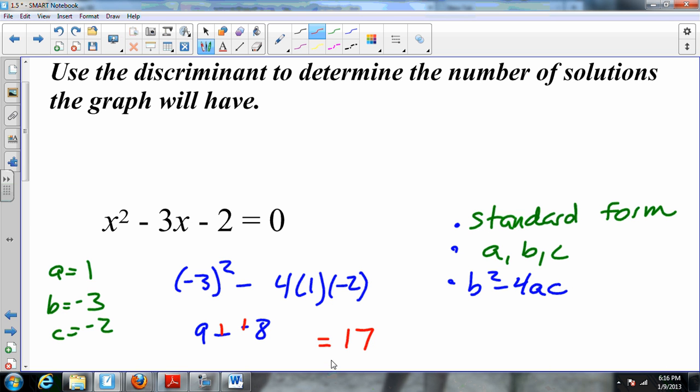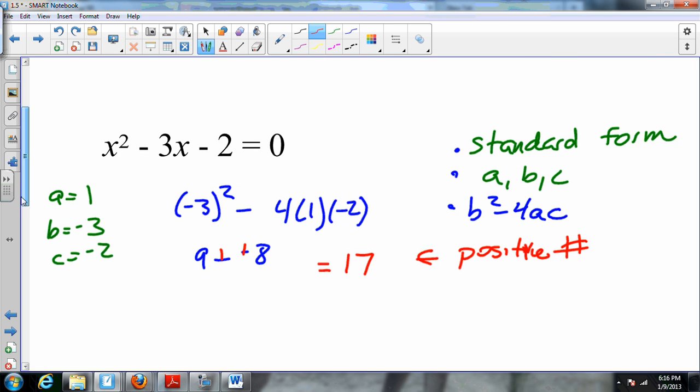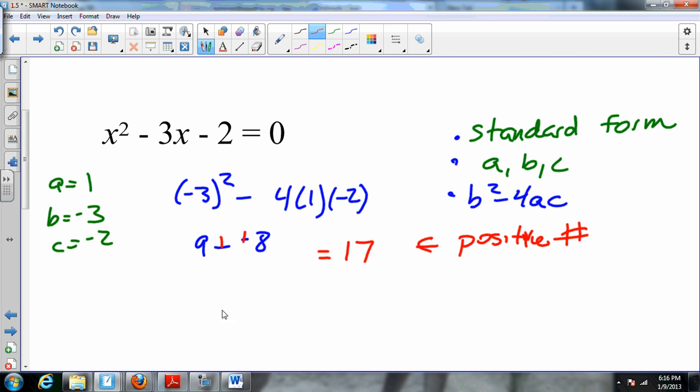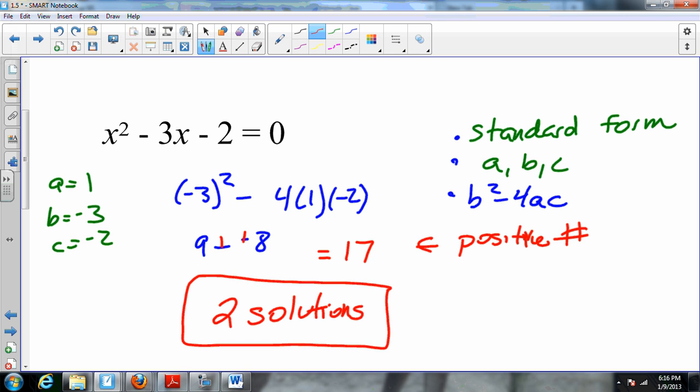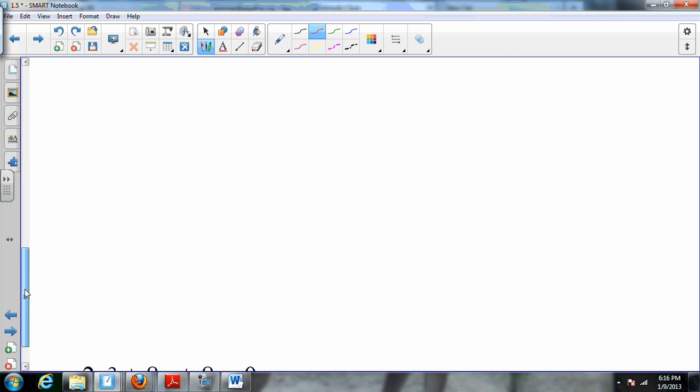Now 17 isn't the answer, it's just a positive number. And we know from the previous chart that when it's positive, there are 2 solutions. So 2 solutions is our answer, not 17. There are 2 more problems on this page that you can try out on your own.